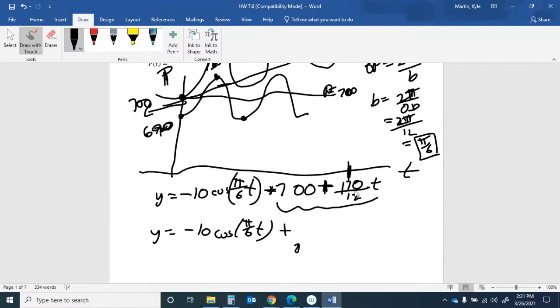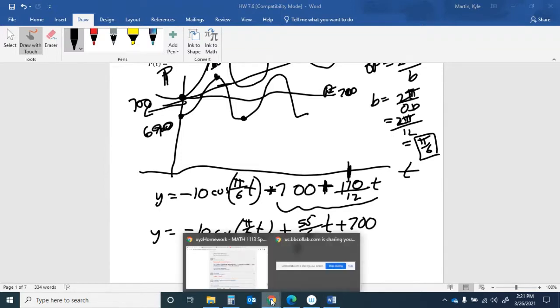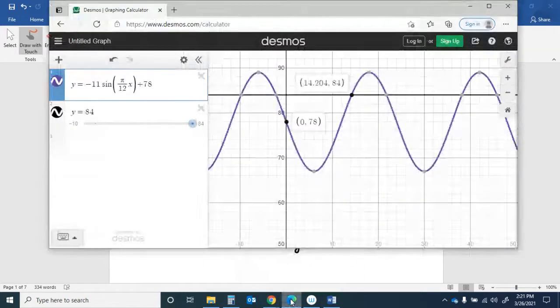So then it'd be plus, and this will simplify. You can divide out 2, so you get 55/6 times t plus that initial y-intercept. So this is just a slope-intercept form of the line, but it's the equation of the midline. So let's graph him, see what he looks like. See if it makes sense. That's the important thing.